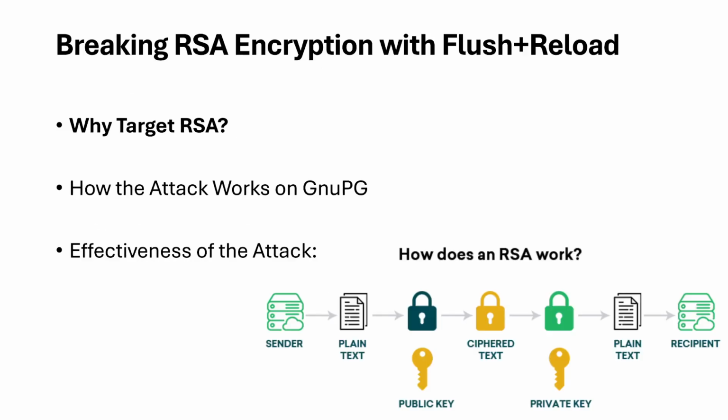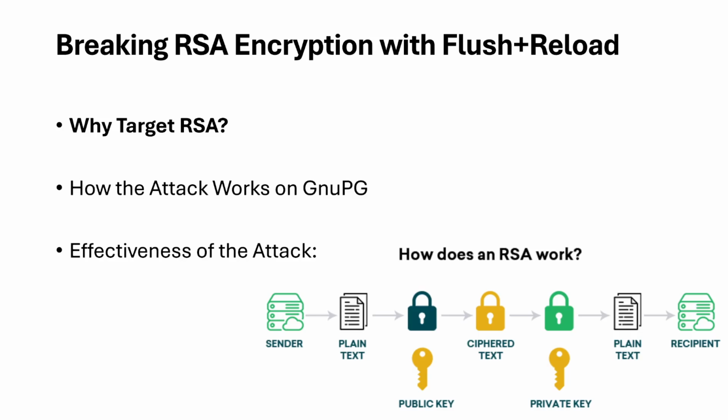Now, why target RSA? RSA encryption relies on private keys, which must remain secret. RSA uses square and multiply during decryption and signing, which has predictable memory access patterns. If an attacker can track which operations occur, they can recover the key.